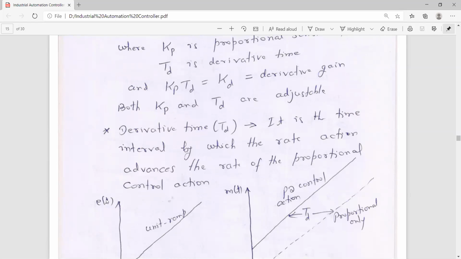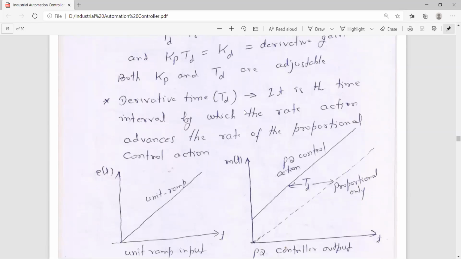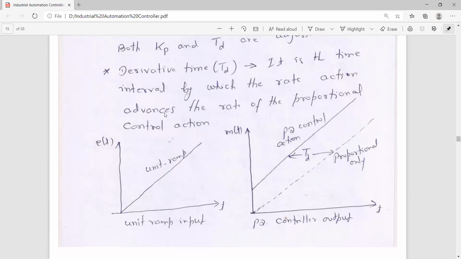Now, again, one term is there: derivative time. What is the derivative time? It is the time interval by which the rate action advances the effect of the proportional control action. If we apply a ramp input, the PD response is advanced by this interval Td compared to the proportional controller. This one is the proportional controller, and this one is the PD.